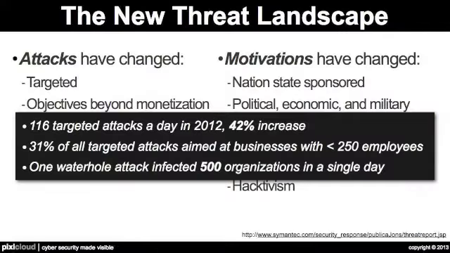Here are a couple of statistics that frighten me a lot. We're not just having large organizations being targeted anymore. 31% of all targeted attacks have been going to companies with less than 250 employees. So that's even your smaller companies out there. We have an immense amount of targeted attacks, 116 a day in 2012. That's incredible, right? So it's kind of scary out there.